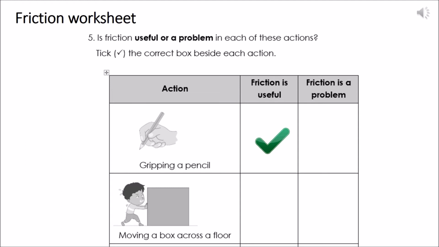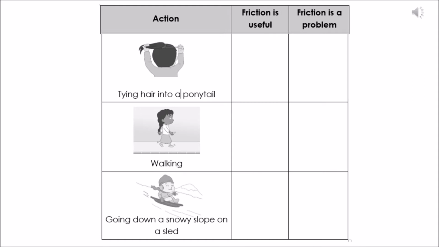Number 2, moving a box across a floor. Is friction useful or a problem in this situation? Tying hair into a ponytail. Walking. And going down a snowy slope on a sled. Please tick the correct box. Friction is useful or friction is a problem in each of these situations.